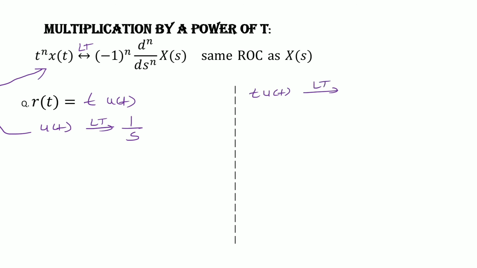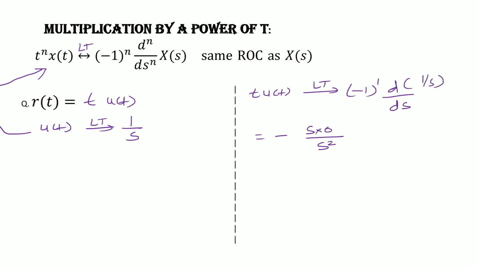It will be very simple: minus 1 to the power 1, since it is t to the power n, where n is equal to 1 over here. So it will be minus 1 to the power 1, and we have to differentiate d by ds, one time. That means we have to differentiate 1 by s. So what will be the output of this? Minus will be outside, and what will be the s square?